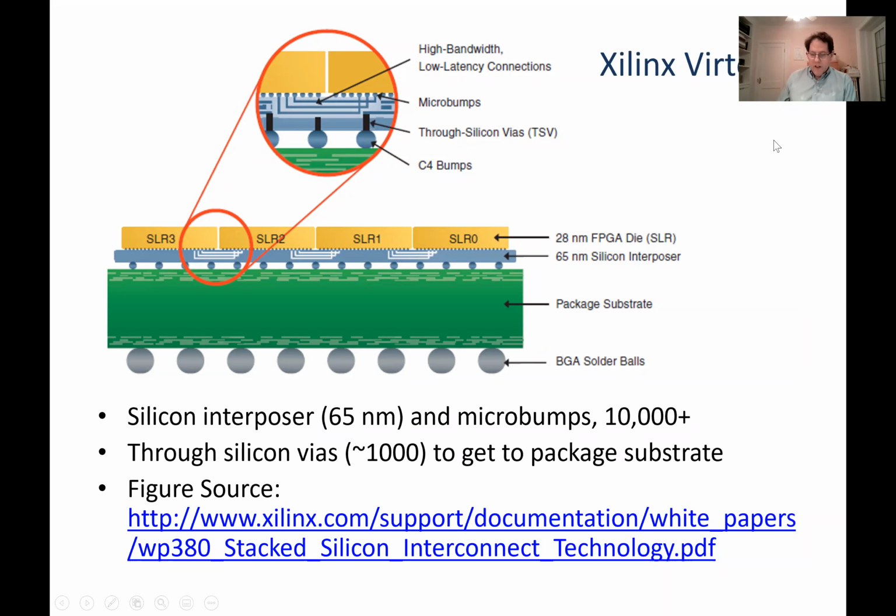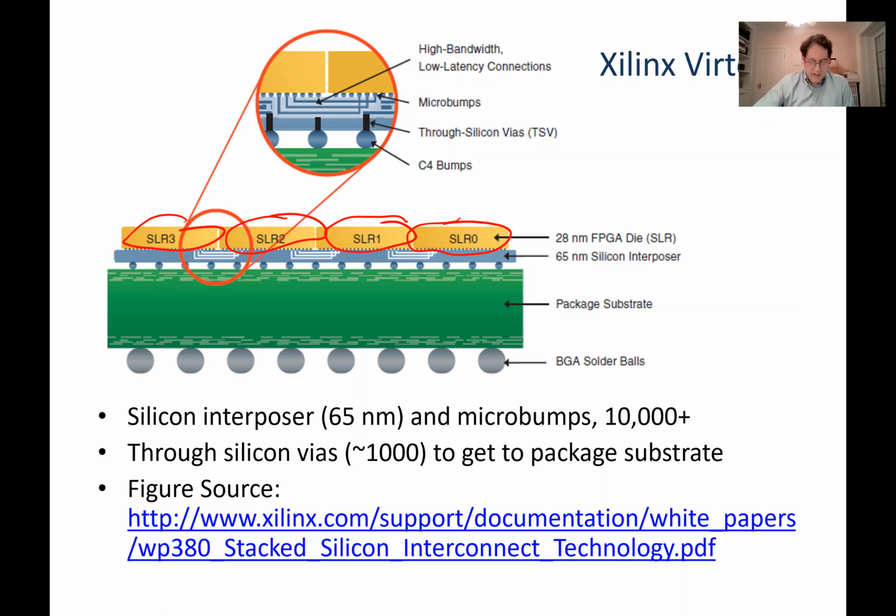This is what, let me see, I can move around my picture here. This is what Virtex 7 looks like, which is the first chip where Xilinx did this. They have 28 nanometer FPGA dice. Okay, so they've got 4 of them in their biggest chips. That's what's up here, 28 nanometer chips. They take those chips and they flip them upside down.